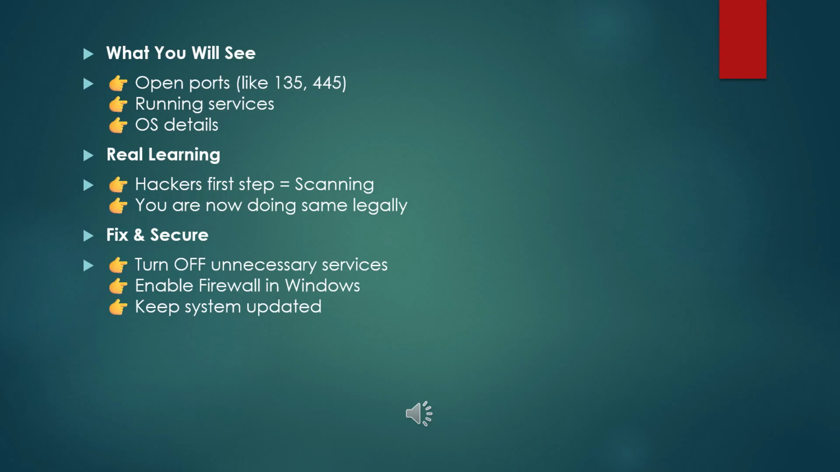Finally, let's talk about how to secure your system. If you find unnecessary services running, turn them off. Less services means fewer entry points. Always enable your firewall, because it acts like a security guard controlling incoming and outgoing traffic. And most importantly, keep your system updated. Updates fix known vulnerabilities and protect you from common attacks. So remember, this is not hacking, this is understanding your system like a hacker to defend it better.